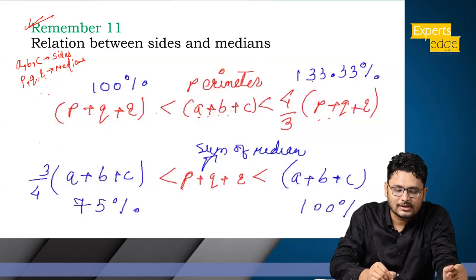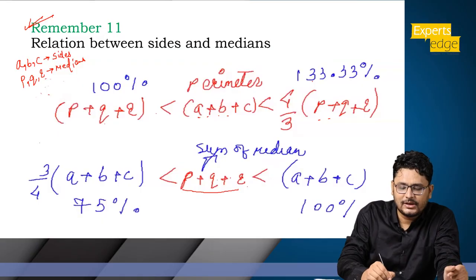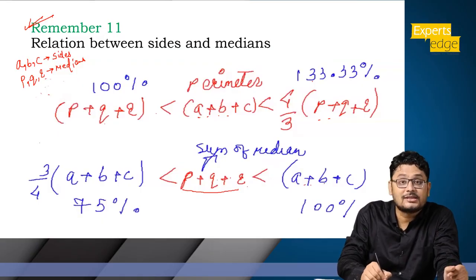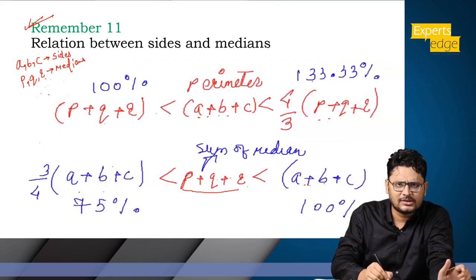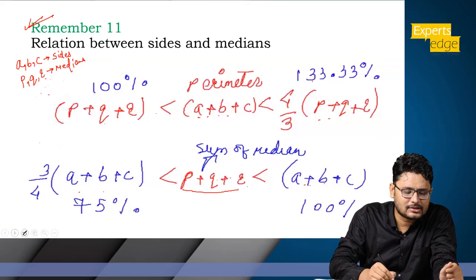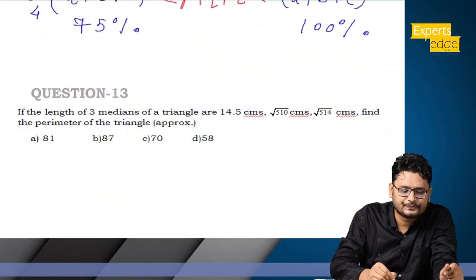Whereas if I say P plus Q plus R, it is nothing but the sum of medians. Sum of medians lies between maximum A plus B plus C, that is sum of the sides, and minimum is 3/4 of A plus B plus C. Okay, so please remember these inequalities, it will come in handy. Let's try solving a question on it.